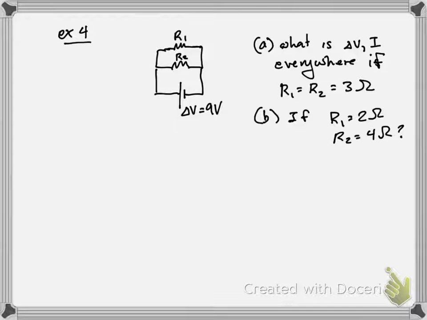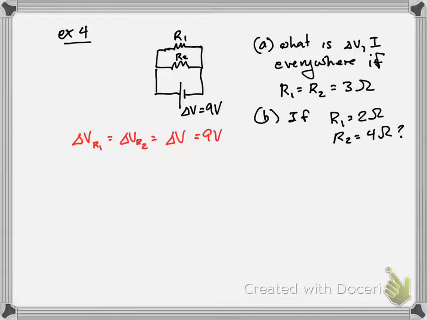We can do Kirchhoff's loop rule, or just use the fact, if we remember, that everything in parallel with each other must have the same potential difference. You can use Kirchhoff's loop rule to show that. Therefore the potential difference across R1 must equal the potential difference across R2, must equal the potential difference across the battery, must equal 9 volts. So that is the potential difference everywhere.